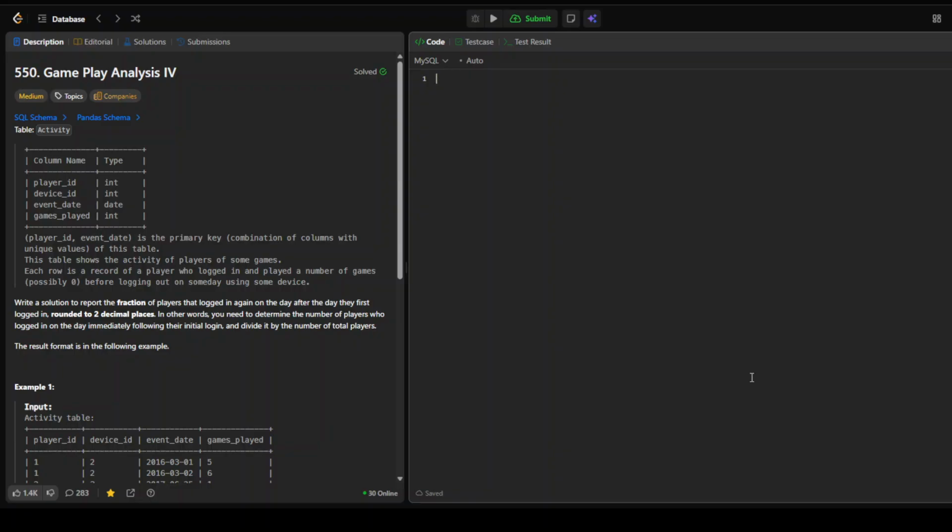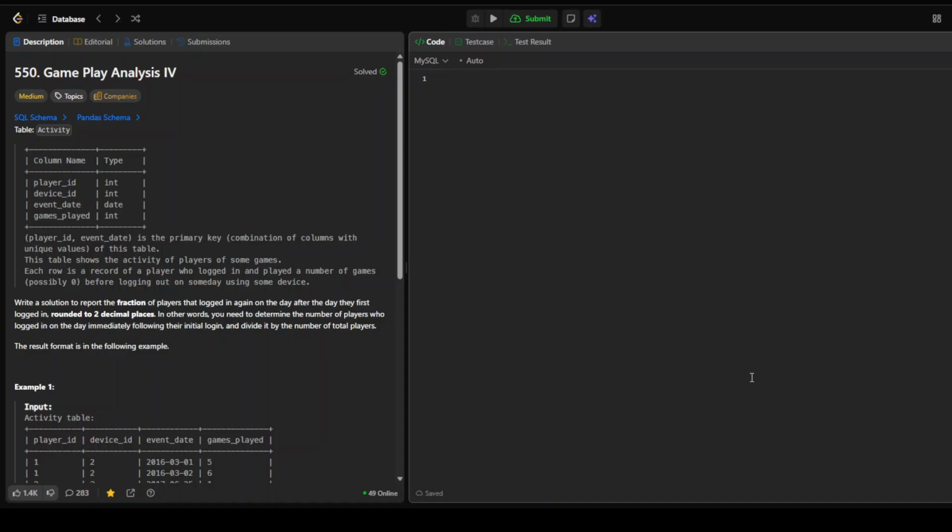Today's question is a 550 from LeetCode. This is Gameplay Analysis 4. It is about writing a solution to report the fraction of players that logged in again on the day after the day they first logged in, rounded to two decimal places. In other words, you need to determine the number of players who logged in on the day immediately following their initial login, and divide it by the number of total players.